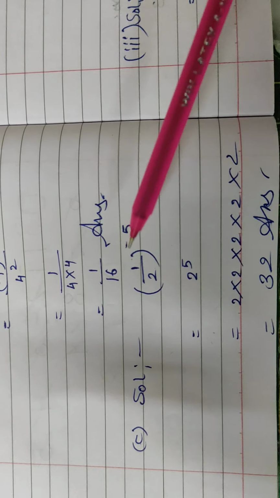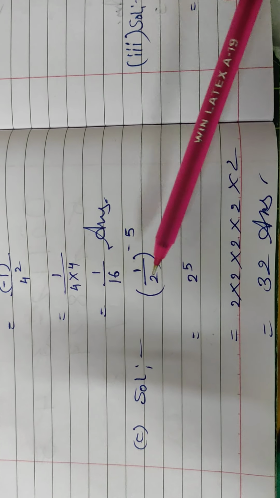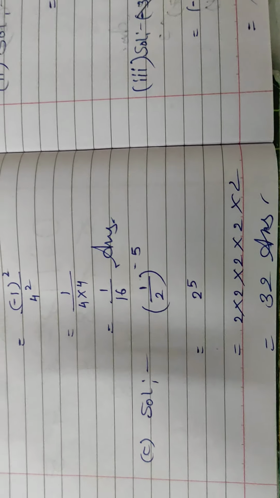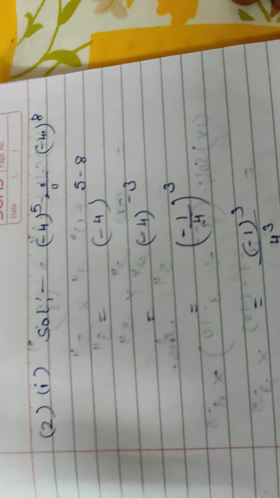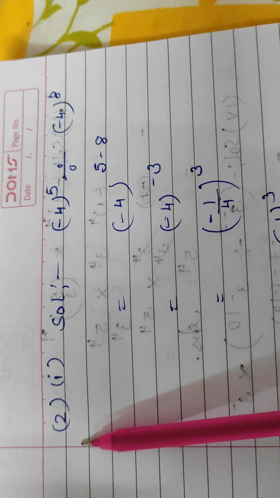Next C, 1 upon 2 whole to the power minus 5. Reciprocal of 1 upon 2 will be 2. 2 to the power 5, that means 32. Easily you can see here. Now the question number, first of question number 2.